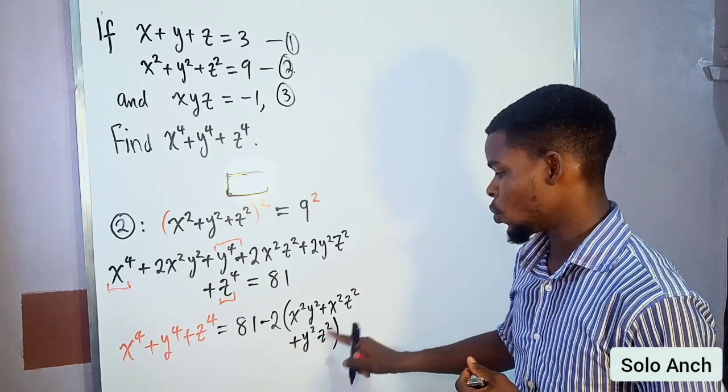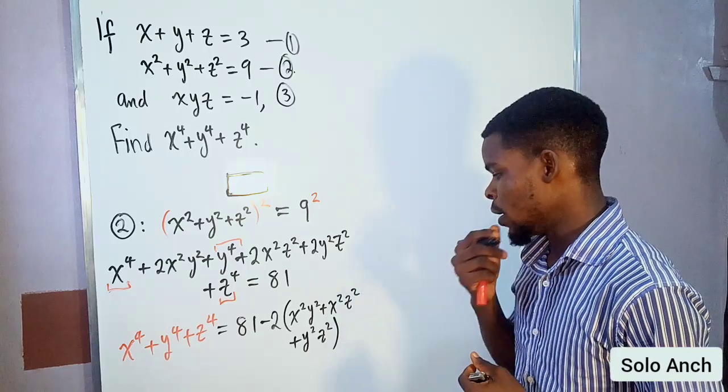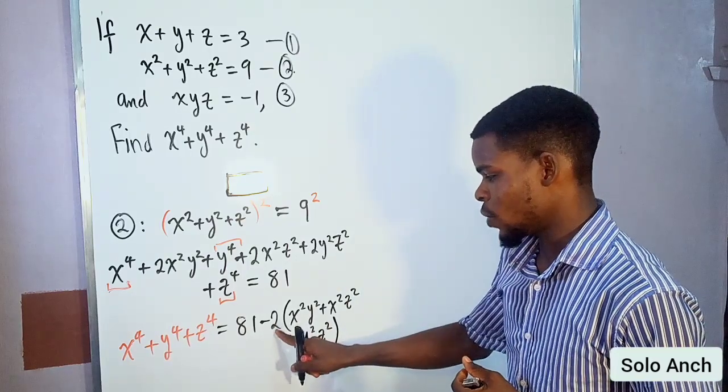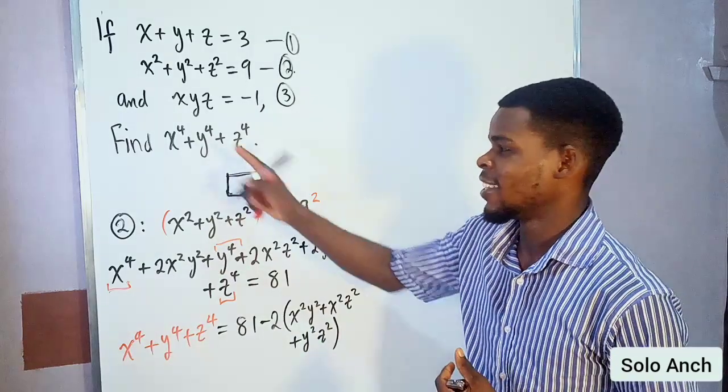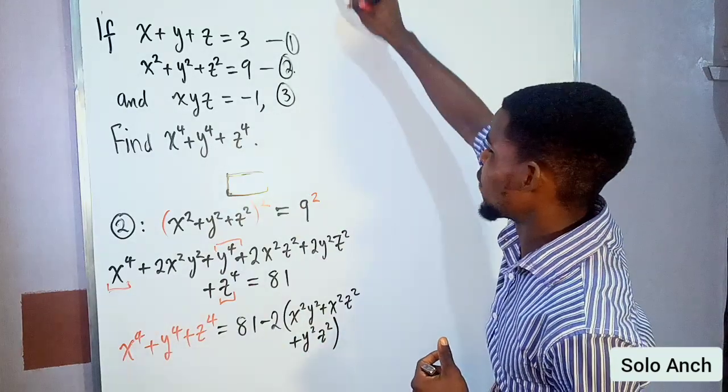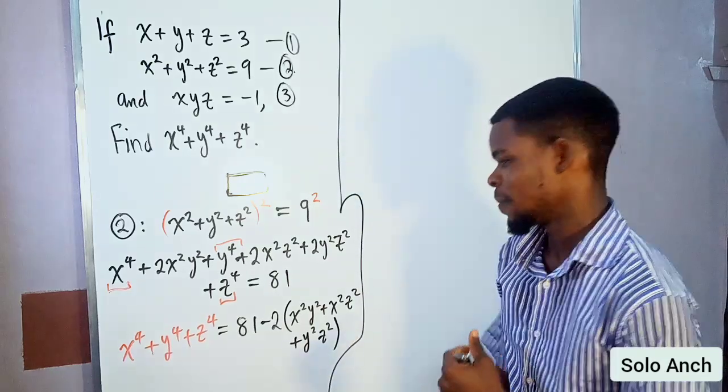Once we are able to know what the sum of these 3 is, we multiply that by 2 and we subtract the result from 81. That will give us the answer to the question. So in fact, let's just get into it.